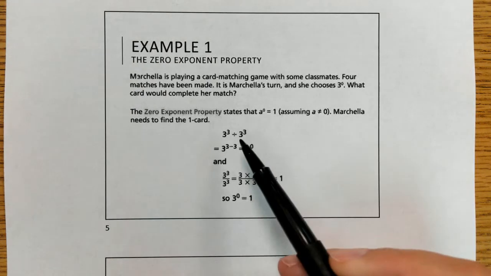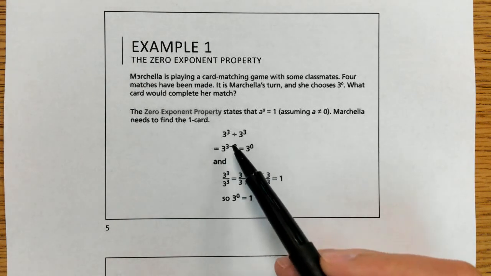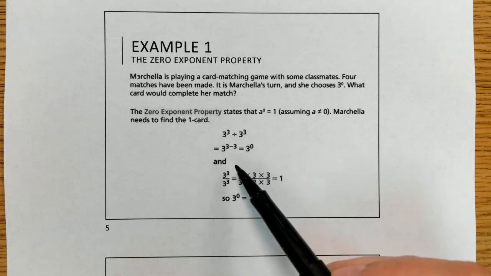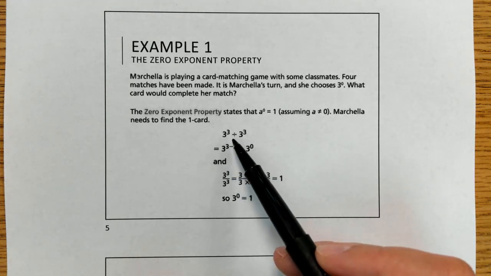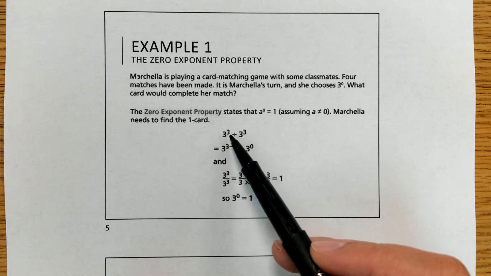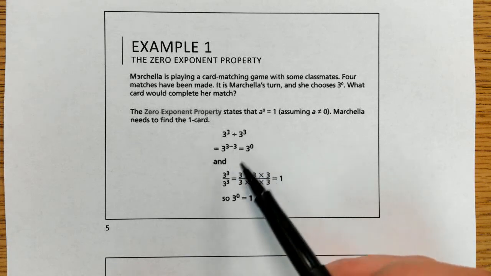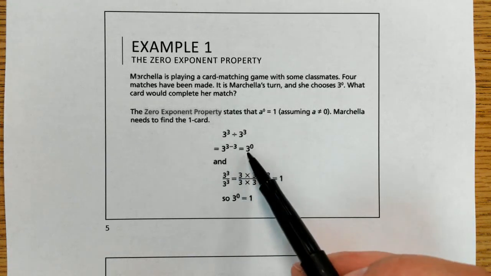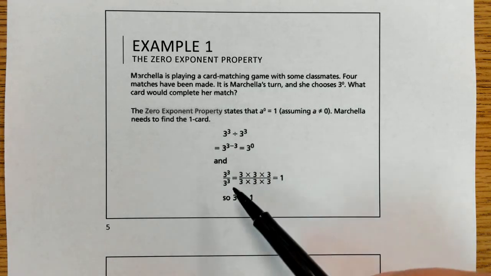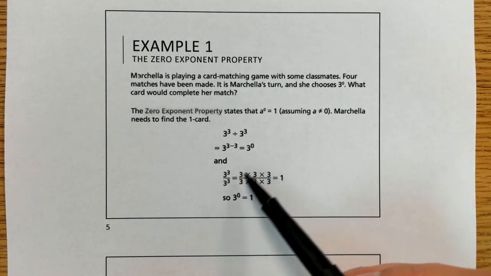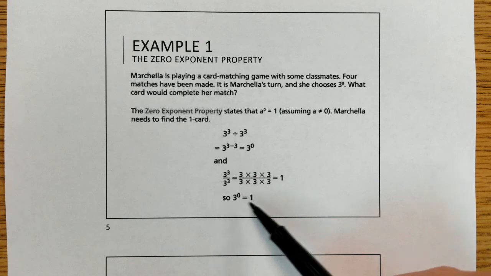There are some other cases that we could have, like if we have 3 to the 3rd power divided by 3 to the 3rd power. Our quotient property tells us when we divide and we have the same base, we subtract our exponents. So 3 minus 3 gives us 0, so 3 to the 0 power. Same thing here. Everything simplifies to 1. So 3 to the 0 equals 1.